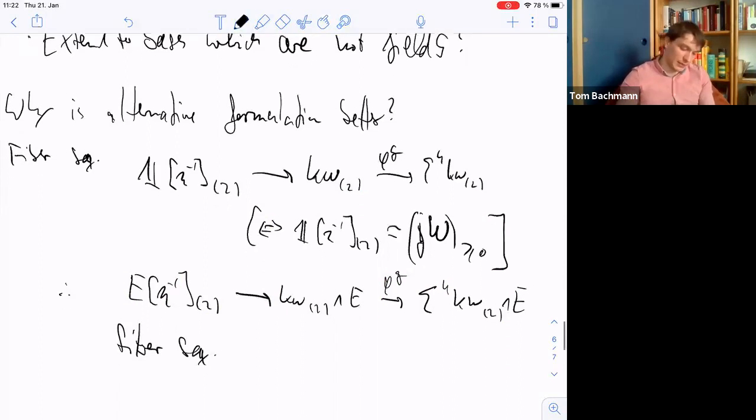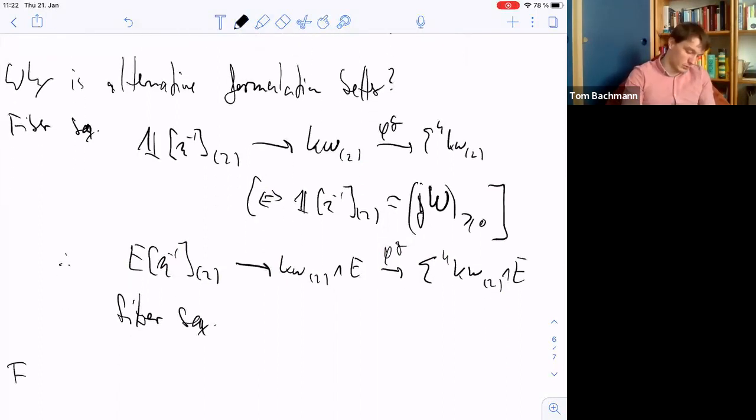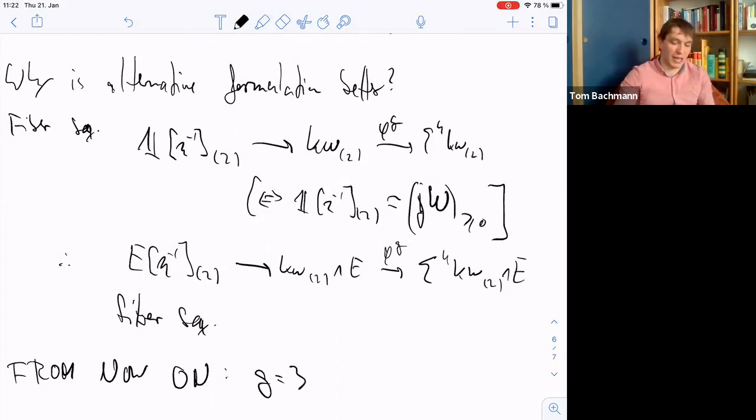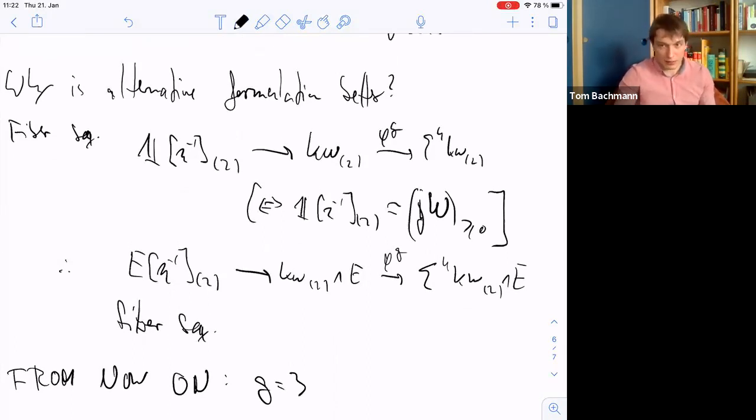And so then the last thing is that from now on, I'm going to put G equal to 3. So you can take different choices. I think 5 maybe is also a pretty conventional choice. But from now on, I'm just going to fix this one. Okay, so that concludes my introduction section on how might one come up with this. Any questions so far?